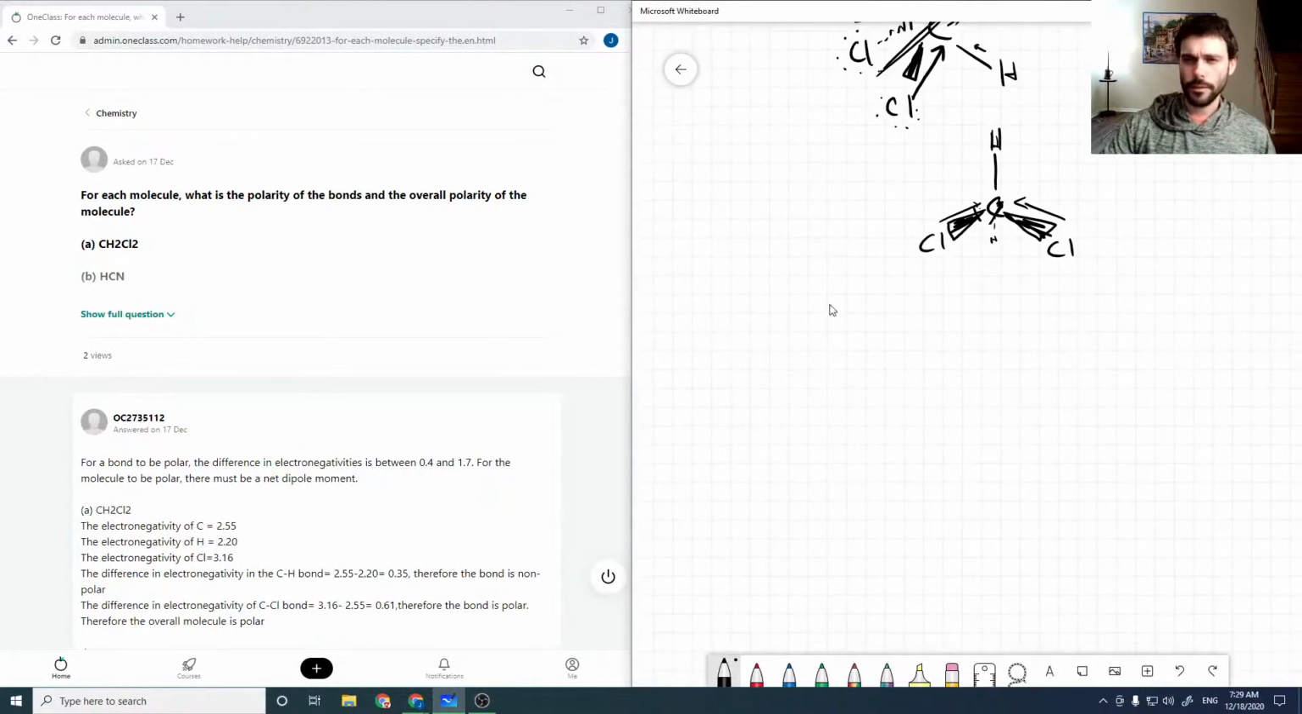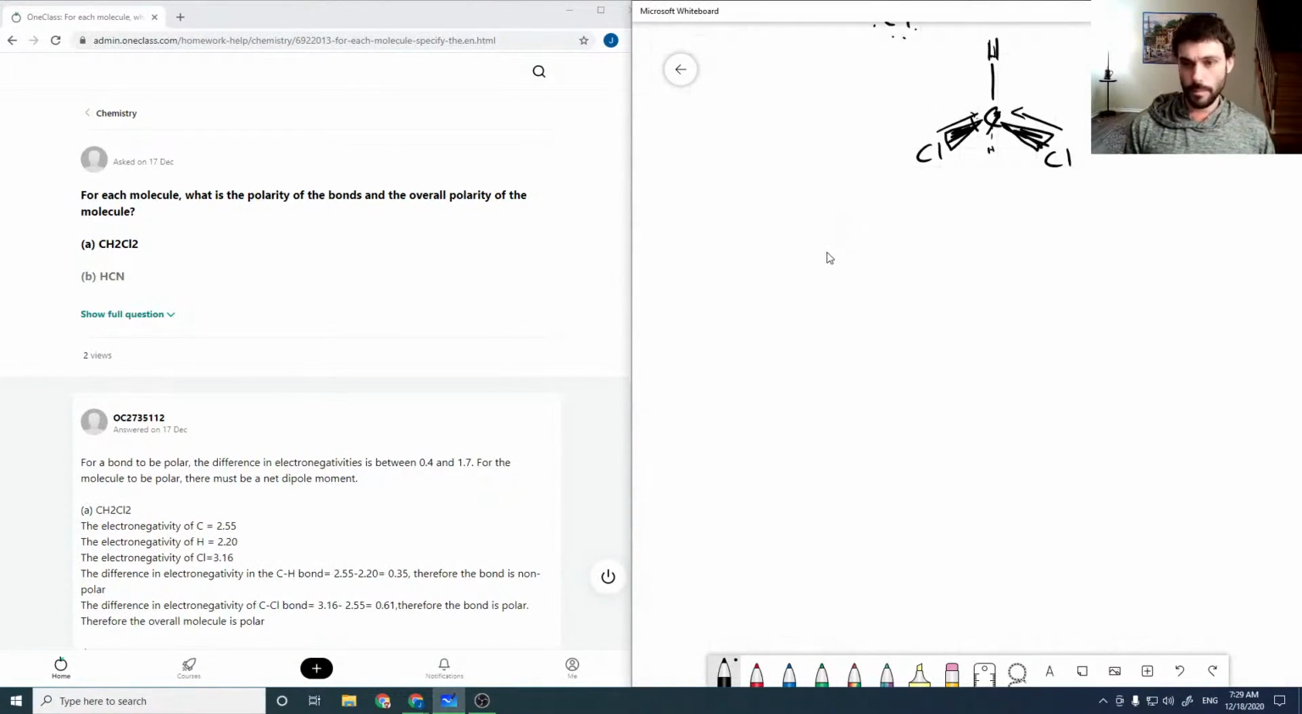Okay, so for HCN, again, our hydrogen-carbon bond is going to be a minor contributor, but the nitrogen-carbon bond is going to be polar. Meaning our net dipole, and in fact this would be a minor one that way, our net dipole is going to be along the nitrogen-carbon bond, but to the left.